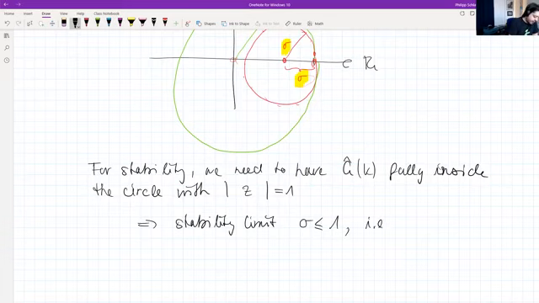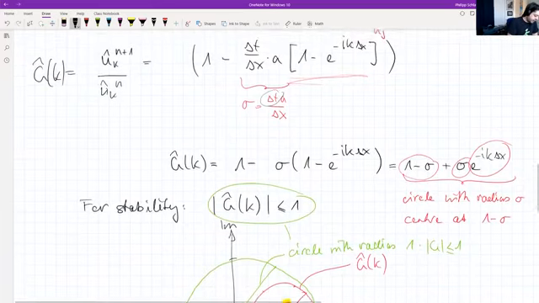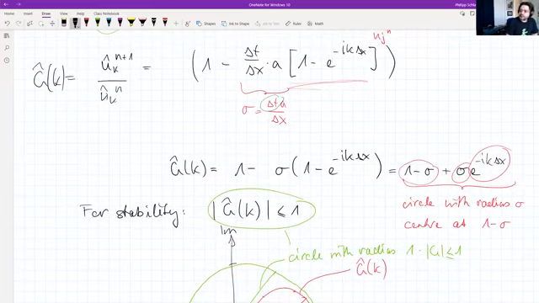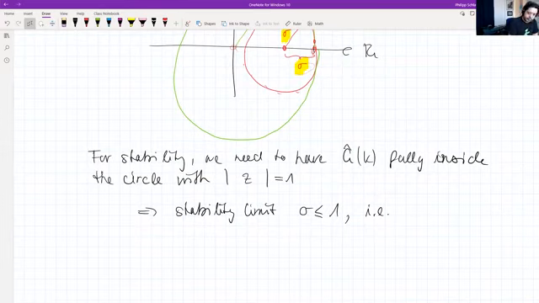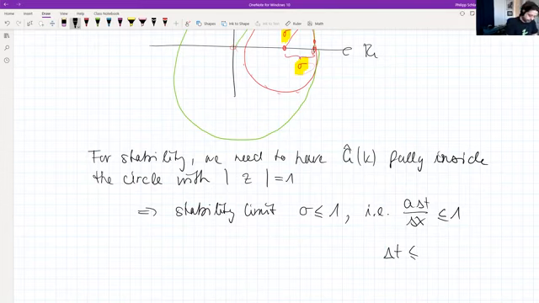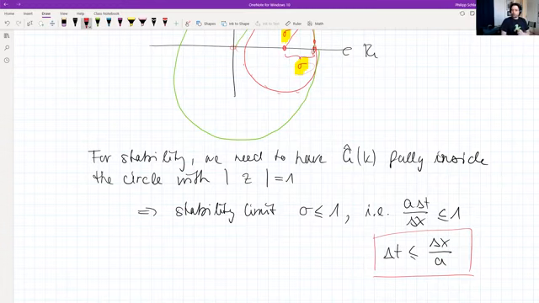Or if I now use the abbreviation that I've introduced for sigma, namely sigma being delta t times a divided by delta x, it just means that a times delta t divided by delta x needs to be lower or equal 1. Or if I calculate that directly for a time step, my delta t needs to be lower or equal delta x divided by a. So this here would now be my stability limit for the forward time backward space discretization applied to the convection or advection equation.